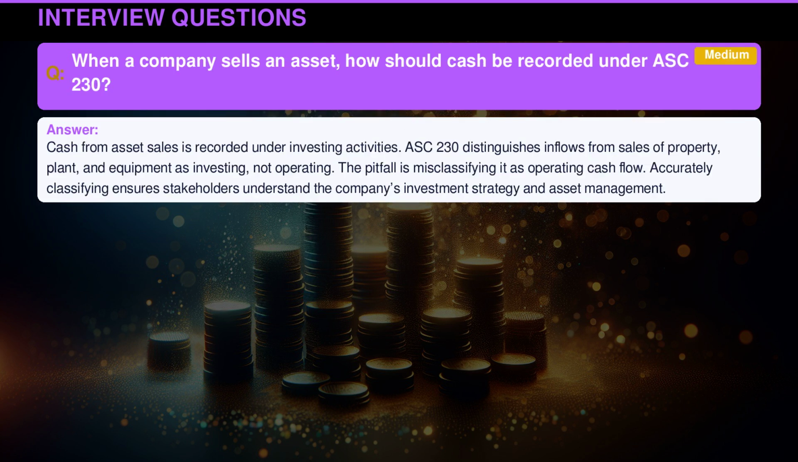Cash from asset sales is recorded under investing activities. ASC 230 distinguishes inflows from sales of property, plant, and equipment as investing, not operating. The pitfall is misclassifying it as operating cash flow. Accurately classifying ensures stakeholders understand the company's investment strategy and asset management.